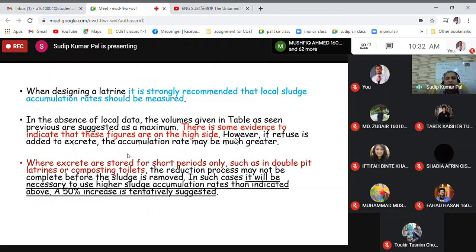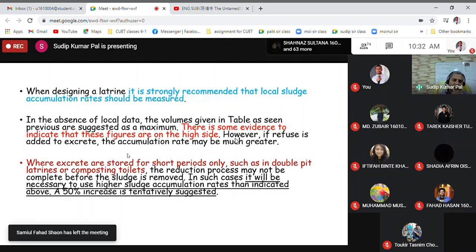When designing a latrine, it is strongly recommended that local sludge accumulation rates should be measured. Local sludge accumulation rate means you go to the locality where this design will be placed, and then you talk to the people about their diet system, about their water use, whether they use water or not. So depending on that, that's what it says. It's strongly recommended.